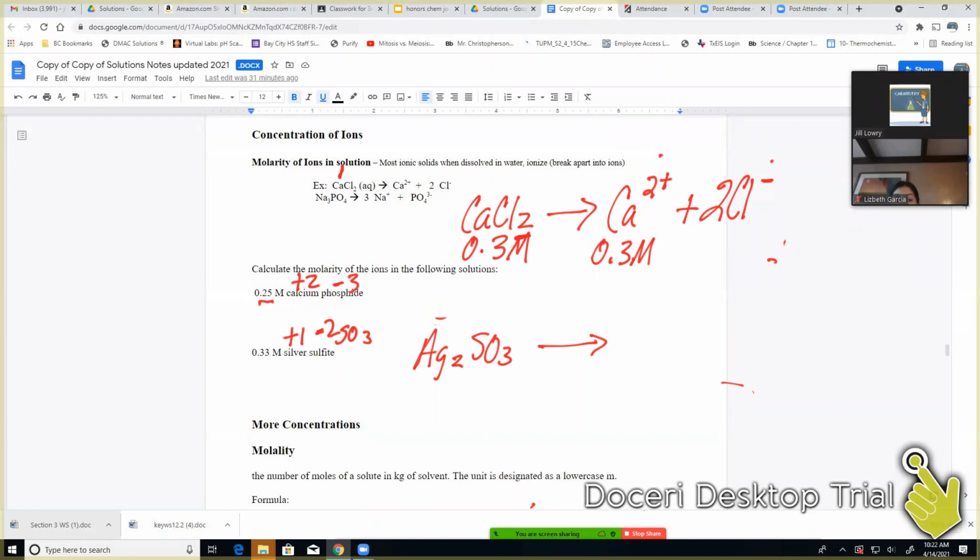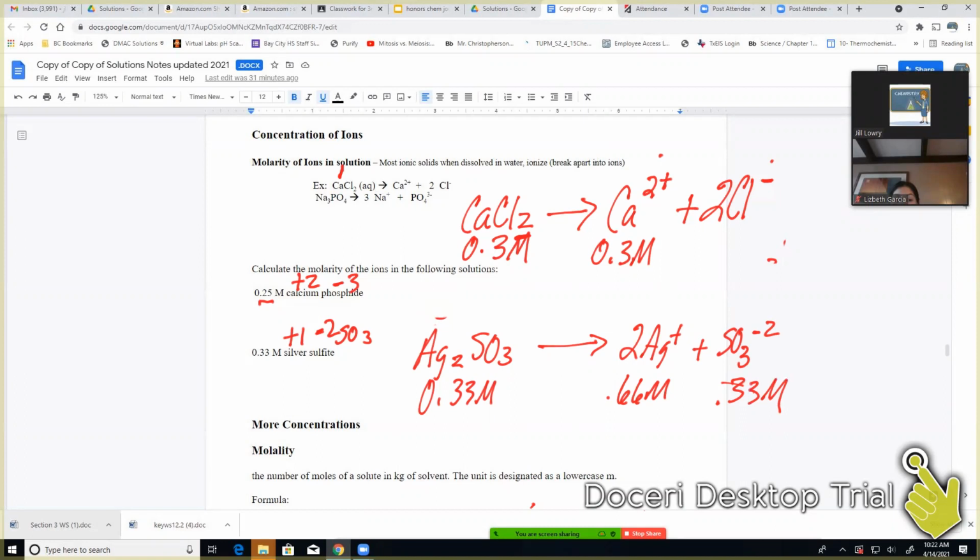So this should have been your formula to begin with. Ag2SO3. So when it ionizes, I'll have 2 silver and 1 sulfite. So this is 0.33 molar. So what would my silver be? 0.6, perfect. And my sulfite would be 0.33, perfect. All right.